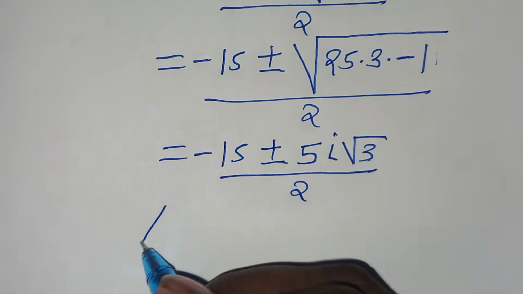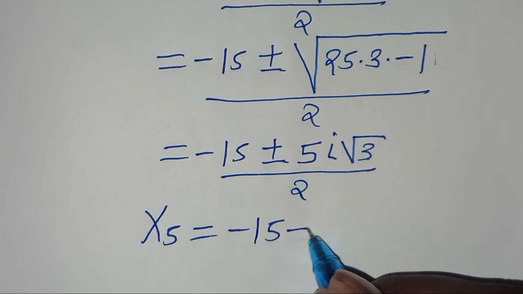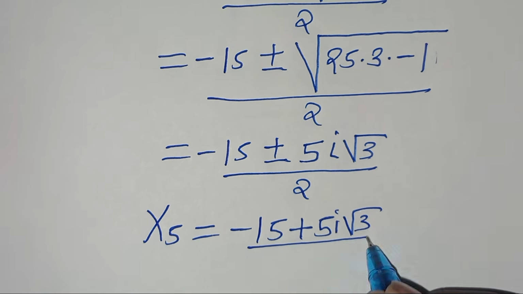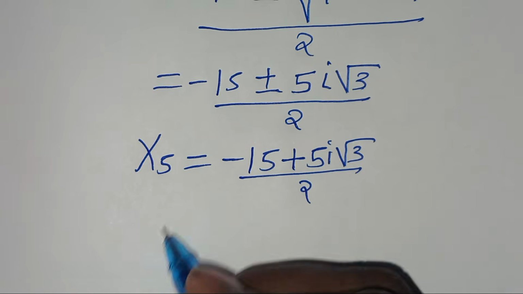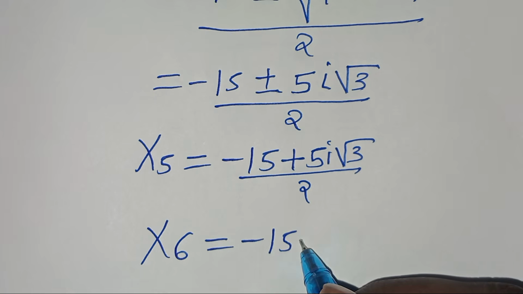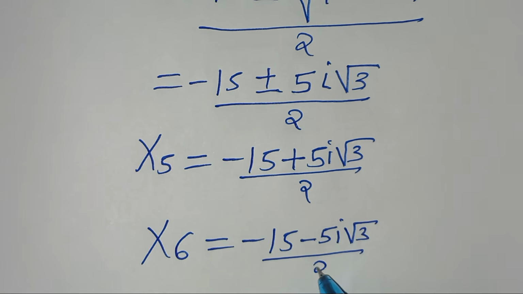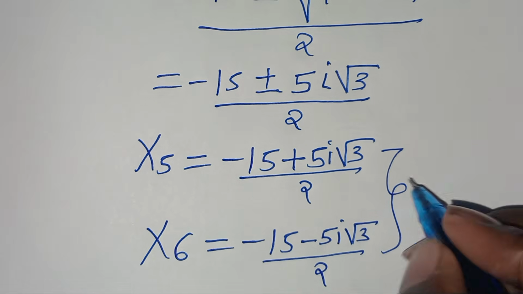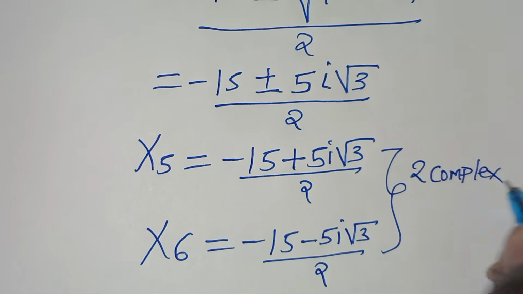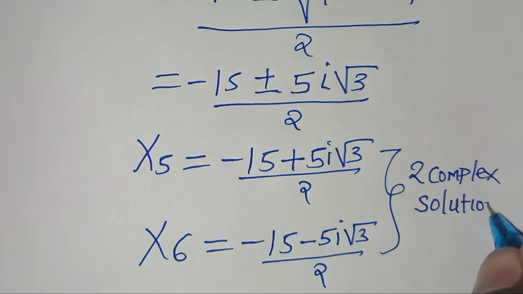So this means that x5 is equal to negative 15 plus 5i square root of 3 divided by 2. Then we have x6, which is equal to negative 15 minus 5i square root of 3 divided by 2. And you find that these are two complex solutions. These are two complex solutions under case 2.